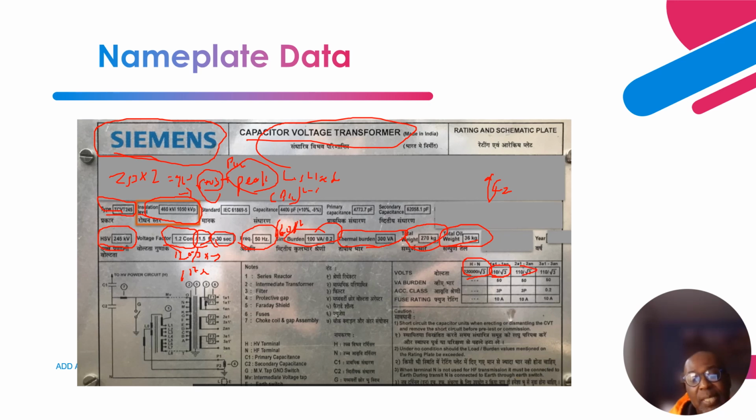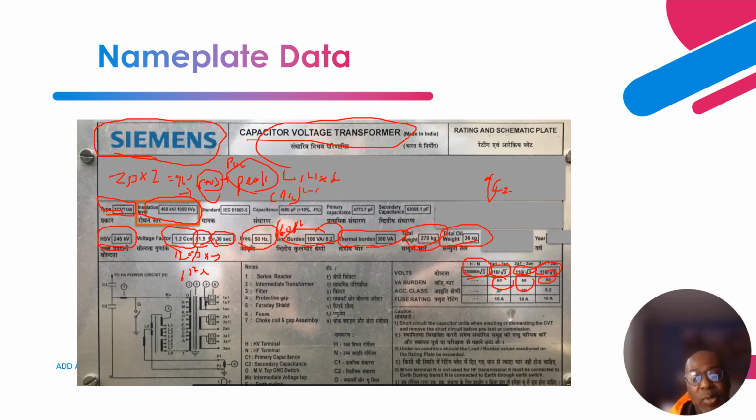Then the output, the secondary side, is 110 volts over root 3, or 105 volts over root 3, right? So this one we have 2 circuits that are providing for that. Next is connected burden, right? This one is telling you how much burden in VA you can connect.